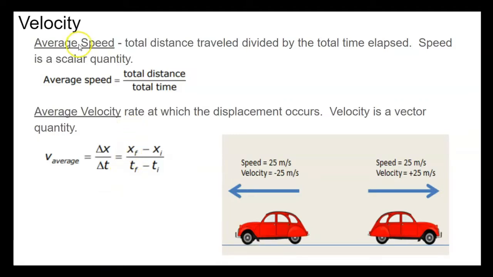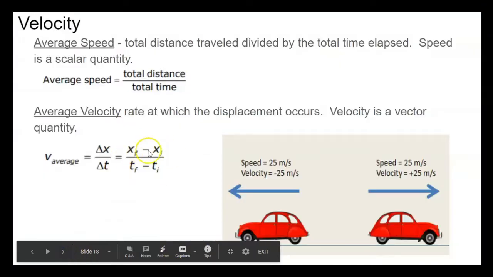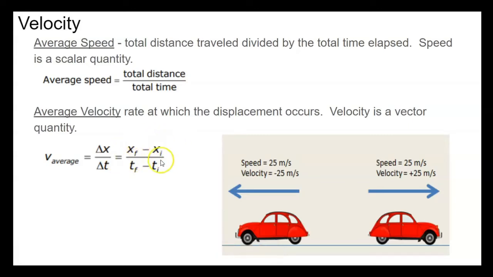Now if you remember, let's talk about speed first. The way we calculate average speed is we take the total distance traveled divided by the total time it took to travel that distance. Now velocity is very similar. However, instead of dealing with distance, which remember is the total path traveled, we're going to talk about displacement. So it's the final position minus the initial position. If you remember, that's displacement divided by the total time.